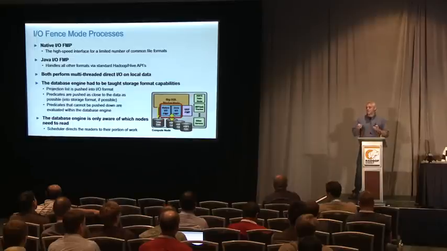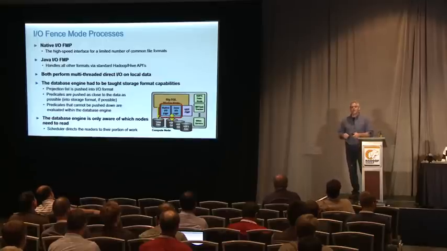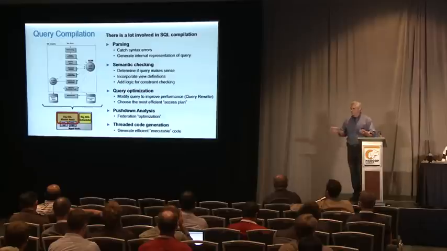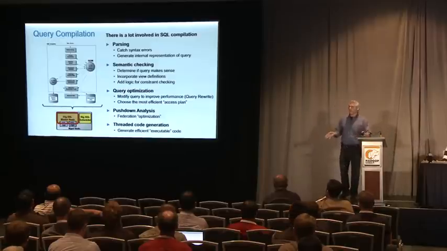So what will happen is, as I said, the scheduler says read from these 5 nodes, the database engine tells the 5 nodes to go read and what to filter, and starts getting rows back. That's the end of the nuts and bolts of how we physically architected it.